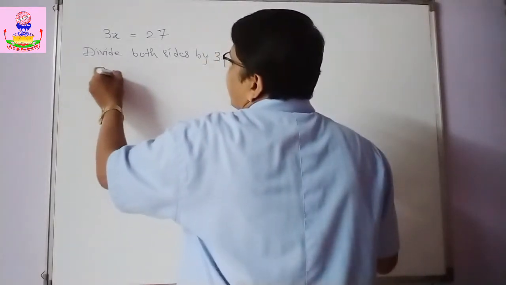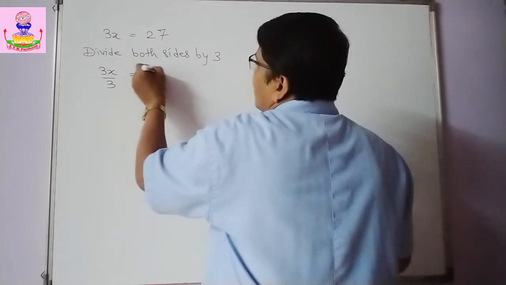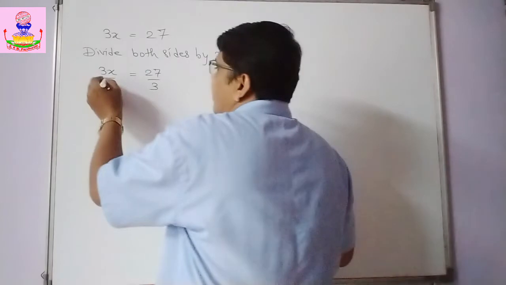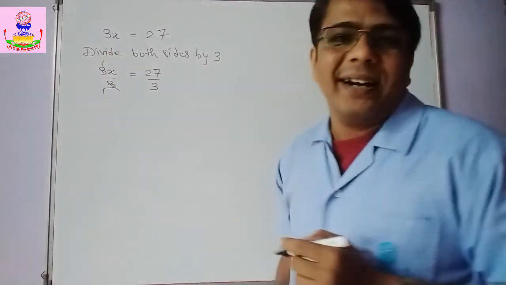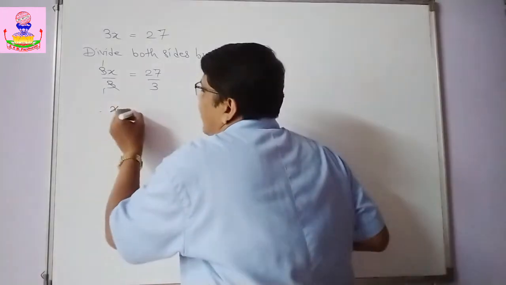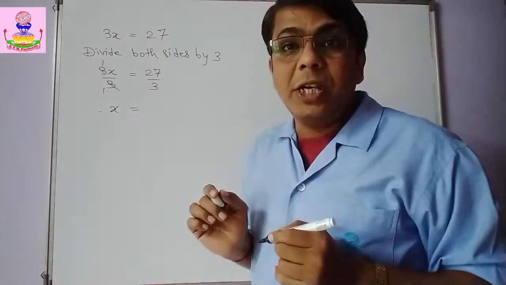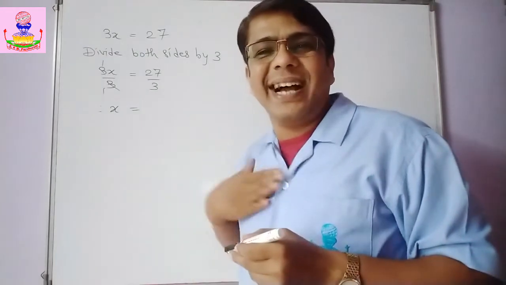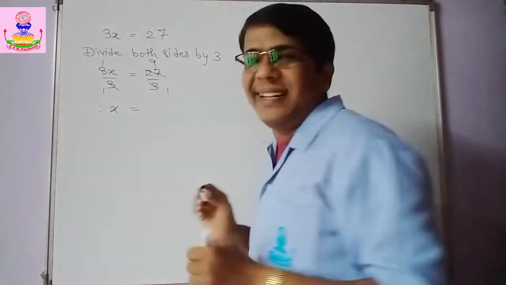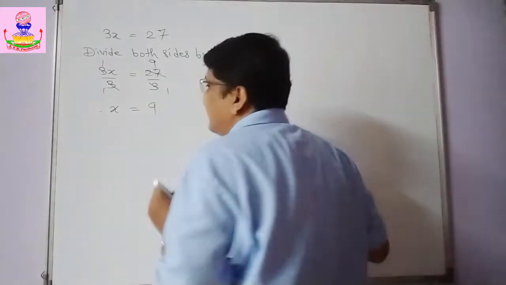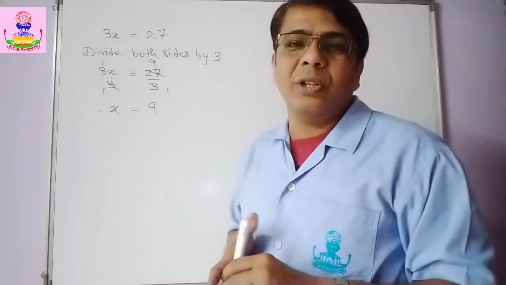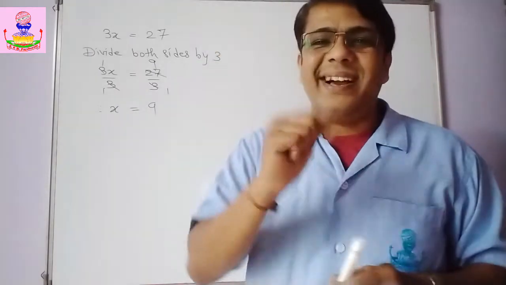So 3x upon 3, that is equal to 27 upon 3. Okay, now 3 1s are 3, see, it cancelled, what is left? x. So therefore x is equal to, now how many 3s are 27? I know the tables. 3 1s are 3, 3 9s are 27. So the value of x is 9. Exactly right. So the solution of the equation is 9.